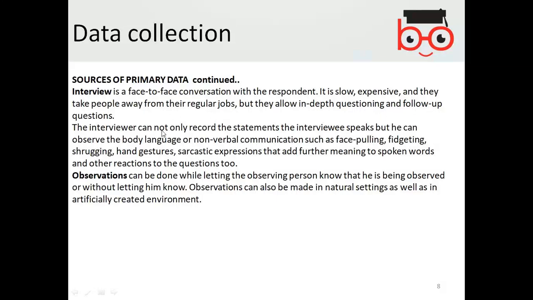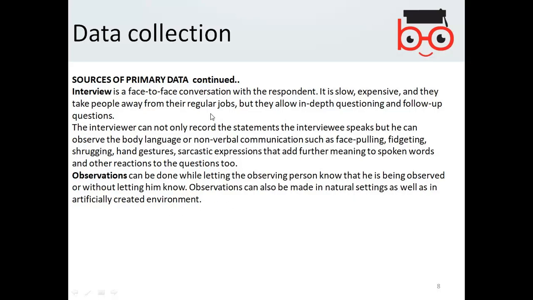The interviewer can not only record the statements the interviewee speaks, but can also observe body language or non-verbal communication such as face pulling, fidgeting, shrugging, hand gestures, and sarcastic expressions that add further meaning to spoken words, and other reactions to the questions too. Observations can be done while letting the observed person know that he is being observed or without letting him know. Observations can be made in a natural setting as well as in an artificially created environment.